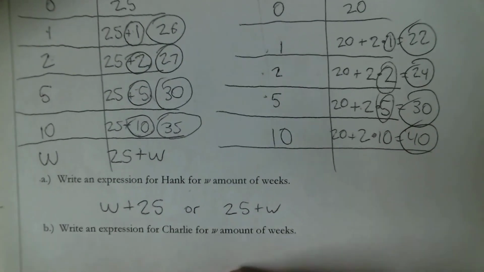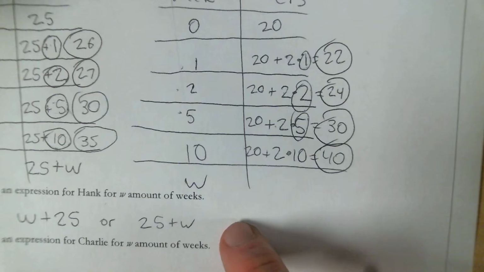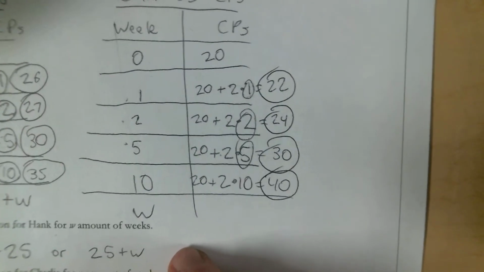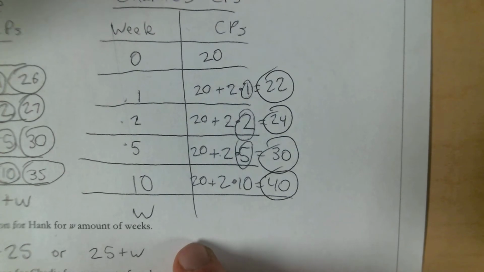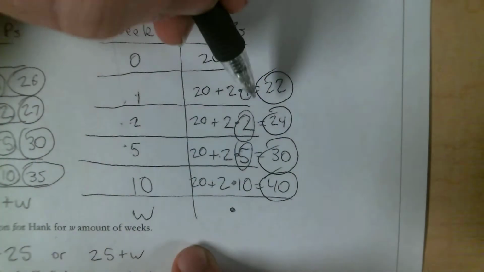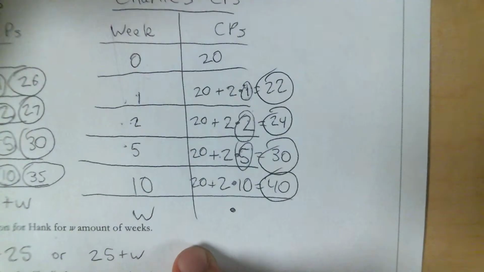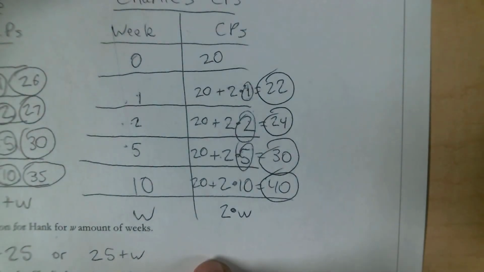What about our friend Charlie? Well, Charlie, life is not as good, right? So he's got W amount of weeks. We don't know how much. We're just going to write an expression to model it. Well, look, we know the weeks matches every time right here, but this time, what is the weeks always having done to it? It's always being multiplied by 2. So that means I'm taking 2 times W, right? 2 times the number of weeks.